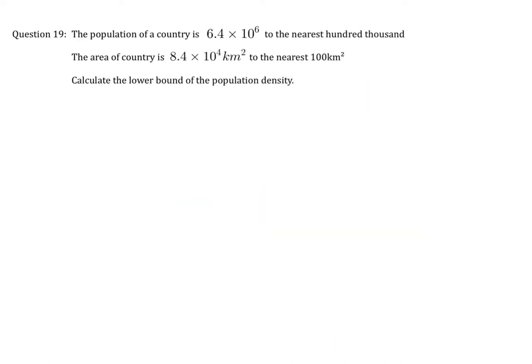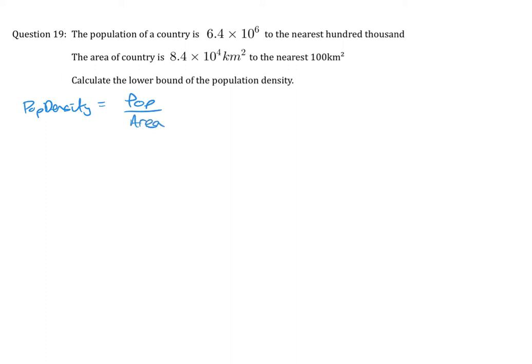And the final question. This one involves population density. Population density is similar to density. Density is mass divided by volume. Population density is the number of people, so the population, divided by the area.